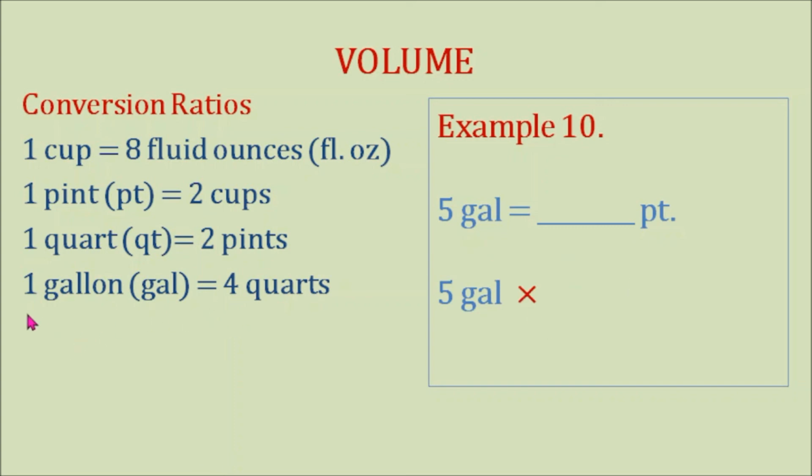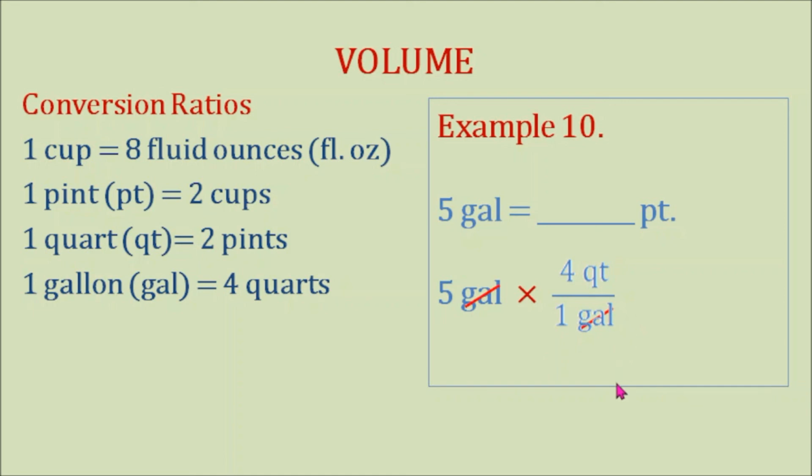From our list, we don't have a conversion ratio that relates gallon to pint. So first, we are going to convert gallon to quarts. And we need the conversion factor that shows gallon on the denominator. And that's 4 quarts over 1 gallon. Now this gal cancels out.